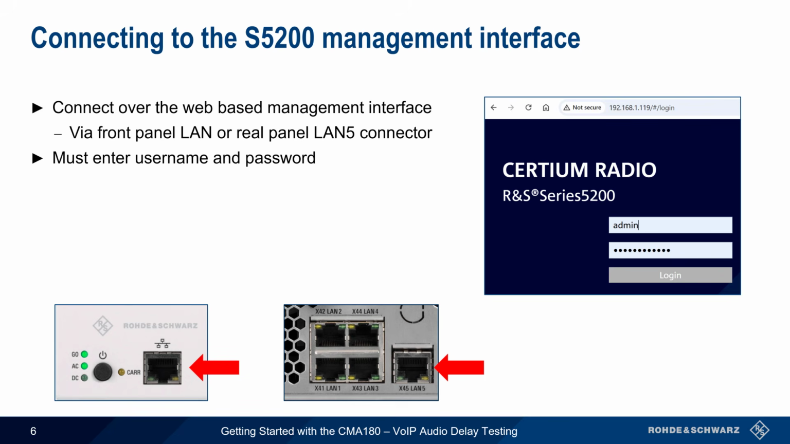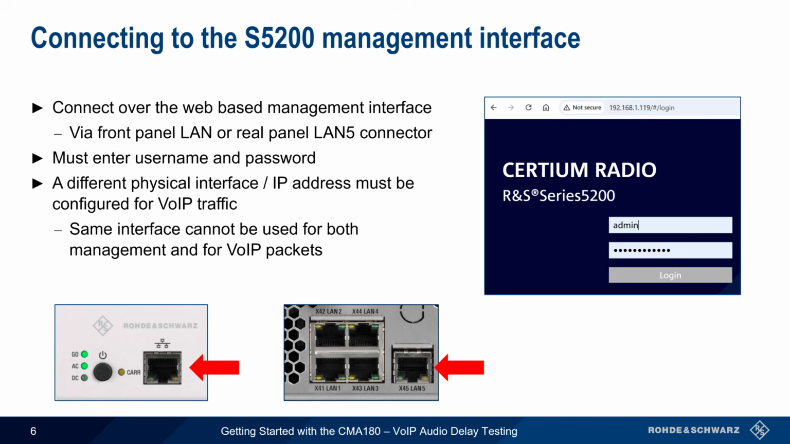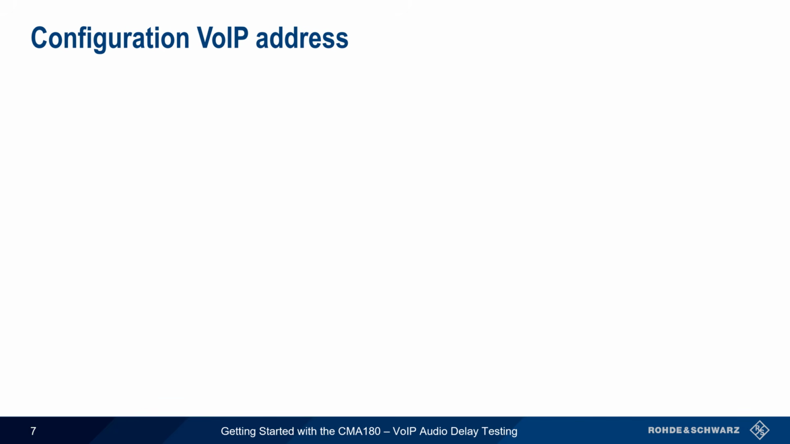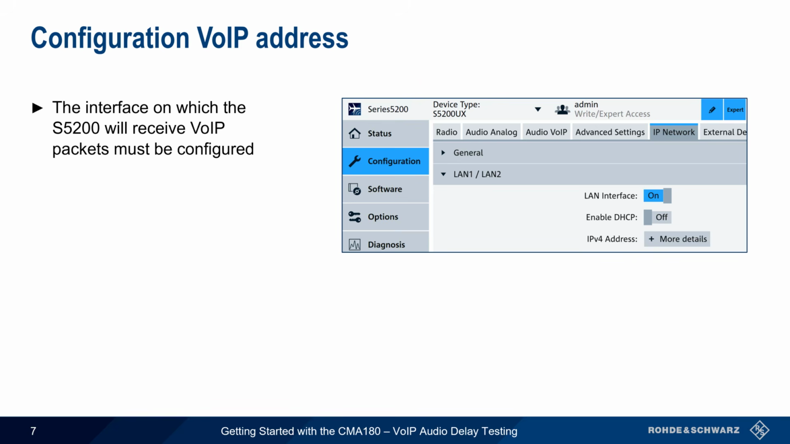It's important to note that a different physical interface with a different IP address must be configured for VoIP traffic. That is, the same interface cannot be used for both management and for VoIP packets. Our next step, therefore, is configuring the interface over which the S5200 will receive the VoIP packets. This is done under the Configuration IP Network tab.